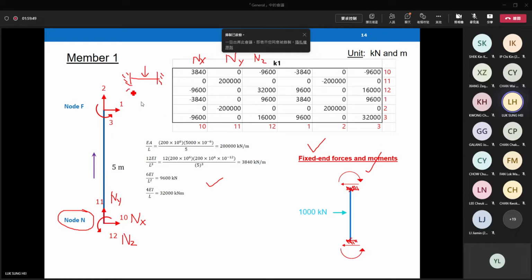We have force, moment, force, moment. Then find out their values: the fixed end force and the fixed end moment. Fixed end force is equal to P over 2. P is 1000, so the force is equal to 500 kilonewtons. Fixed end moment is PL over 8.